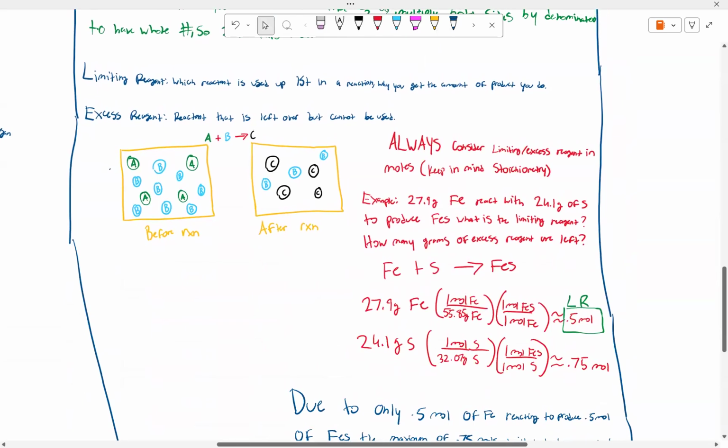So limiting reagent and excess reagents are two terms that you'll want to keep in mind. The limiting reagent is the reactant that is used up first in a reaction. So that's why you get the amount of product that you do. Whereas the excess reagent is a reactant that is left over but cannot be used because you don't have enough of the other reactants that you need in order to produce a product.